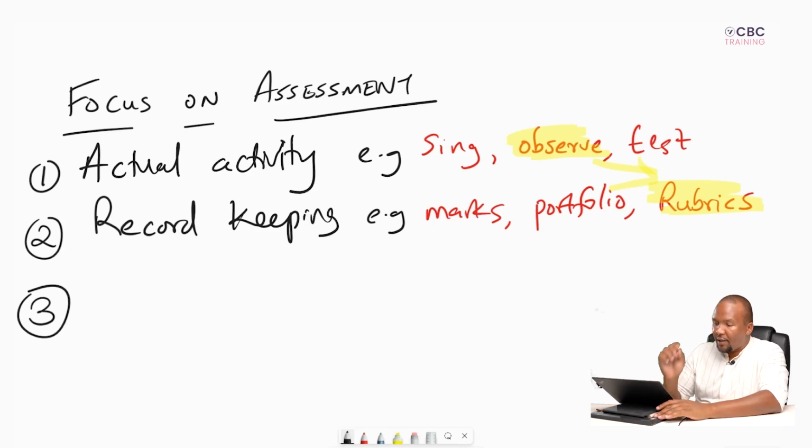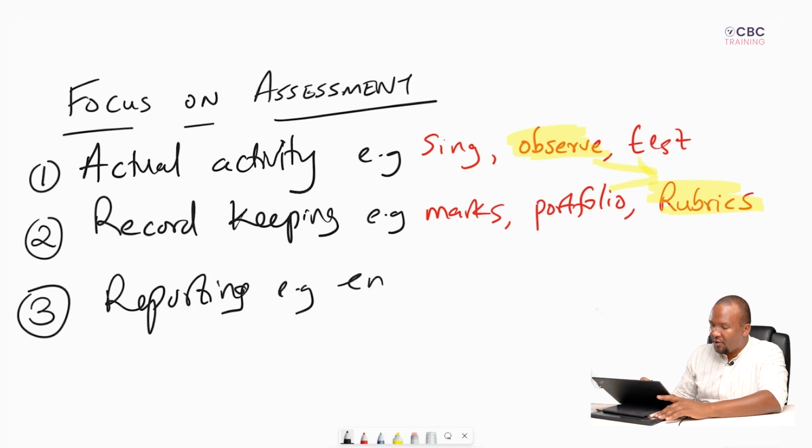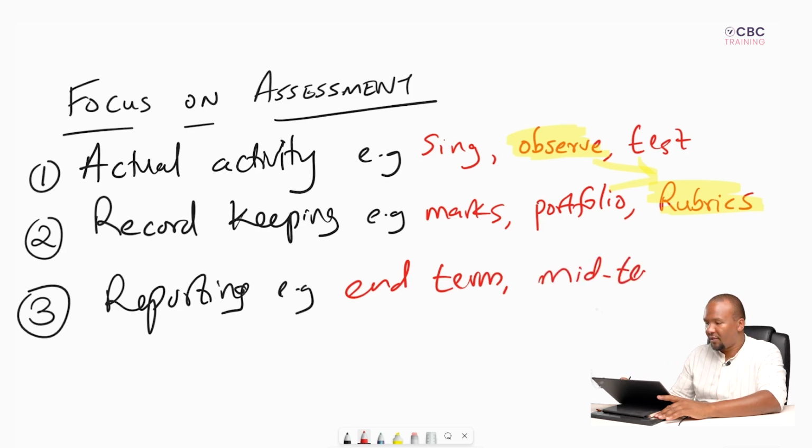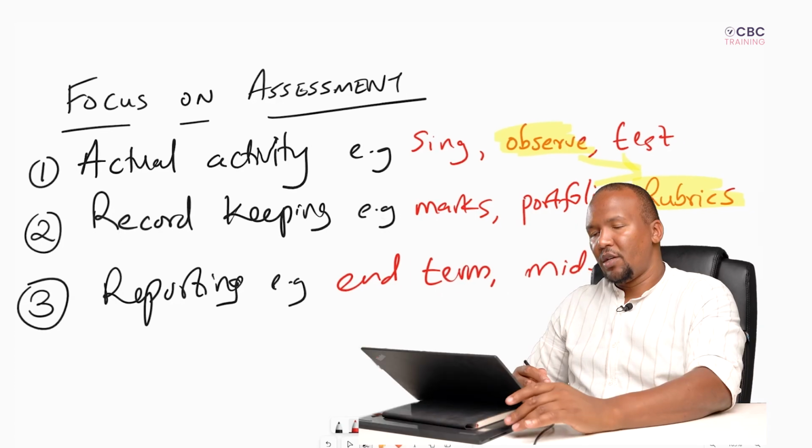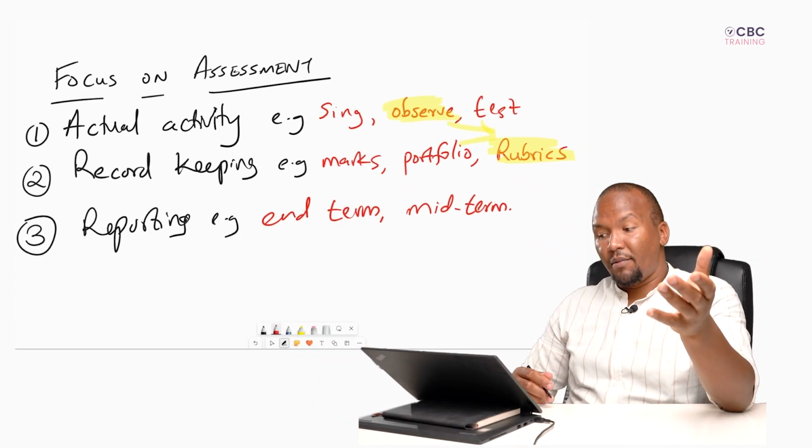And finally, the third part of assessment is reporting. Okay, we do this assessment in order to give us things like end of term reports. Let me put this in red again, like the rest. Sorry, my rubber is, yeah. So for example, end term reports. Okay, right now you can even produce mid-term reports depending on the tool you're using and how easy it is. Okay, so that's what we mean by reporting.